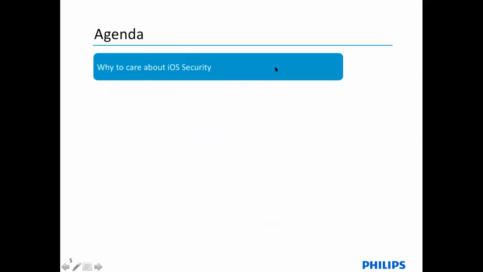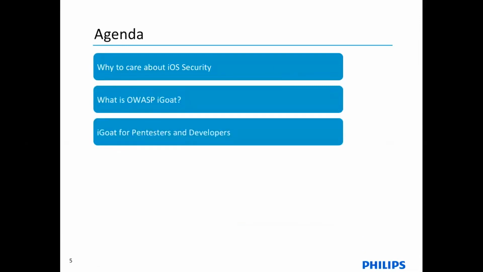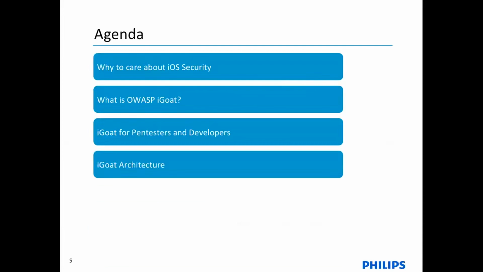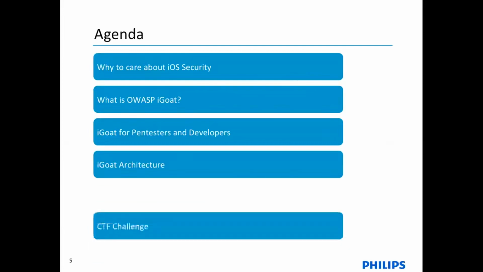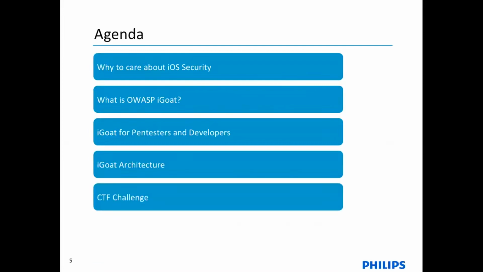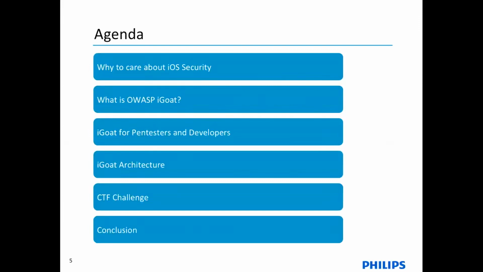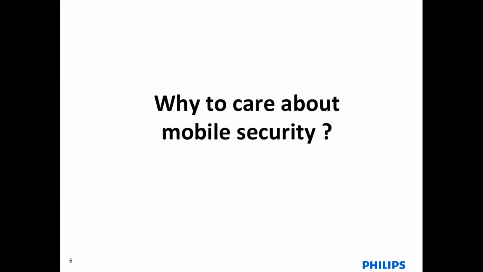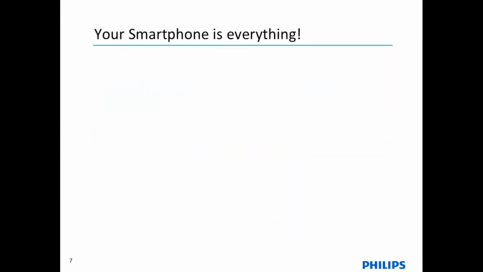So today's agenda is we'll start with why to care about iOS security or mobile security, and then what OWASP iGoat is for pen testers and developers, the iGoat architecture and the CTF challenge, and at the end we'll have the conclusion. So why care about mobile security?